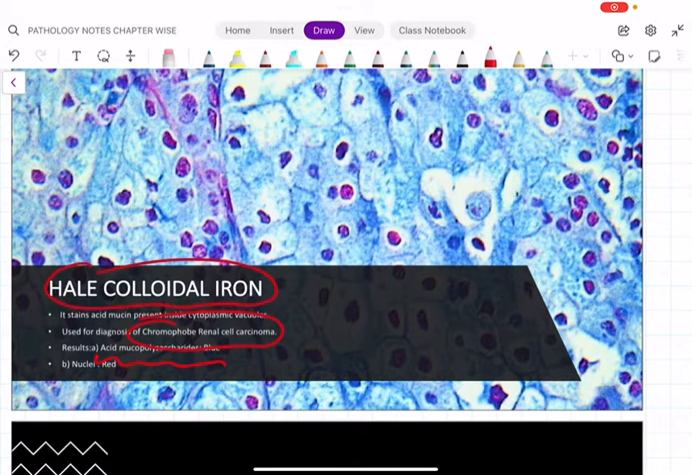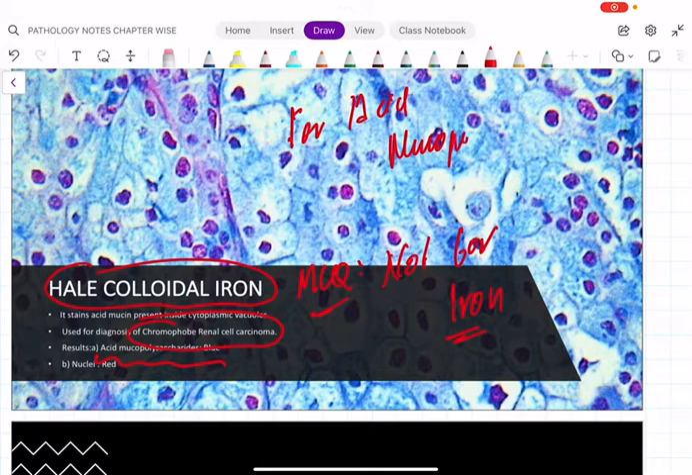So remember, the question here is Hale's colloidal iron. It is not a stain for iron. It is a stain for acid mucopolysaccharides. Here comes an MCQ: which of the following is not a stain for iron? The answer is Hale's colloidal iron. See, these are the questions the examiners will frame in your PG entrance exams.